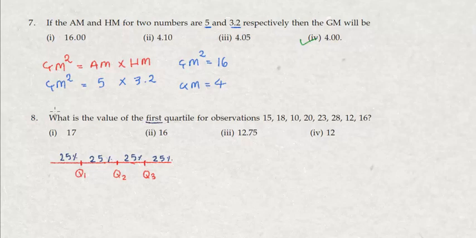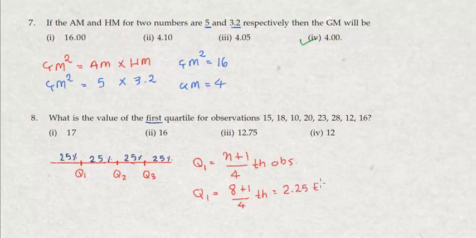Now the formula to find the quartile is Q1 is equal to the (n plus 1) divided by 4th observation. So in our case Q1 is equal to, what is the total number of observations here? 1, 2, 3, 4, 5, 6, 7 and 8. So it is 8 plus 1 divided by 4, which is the 2.25th observation. Now how will we find the 2.25th observation here?